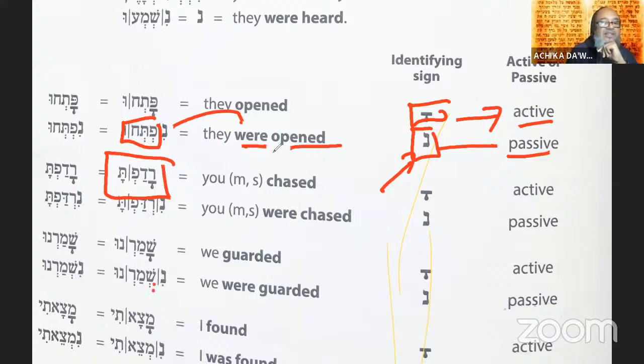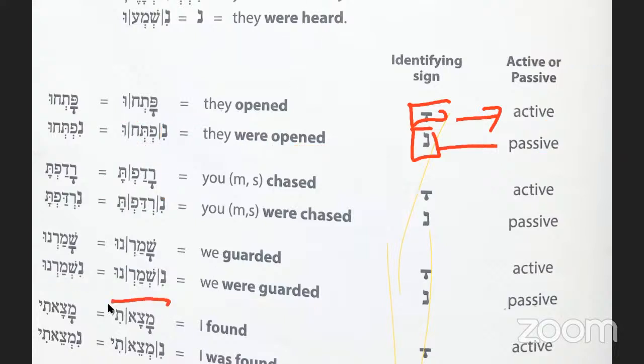So you can see, I don't want you to focus on the changing of the verb, these little dots and stuff. Don't worry about that kind of stuff. Just focus on the sound. Okay. So nishmaru. Nishmarnu. Nishmarnu. We were guarded. Past tense. Everything is that way. Okay.